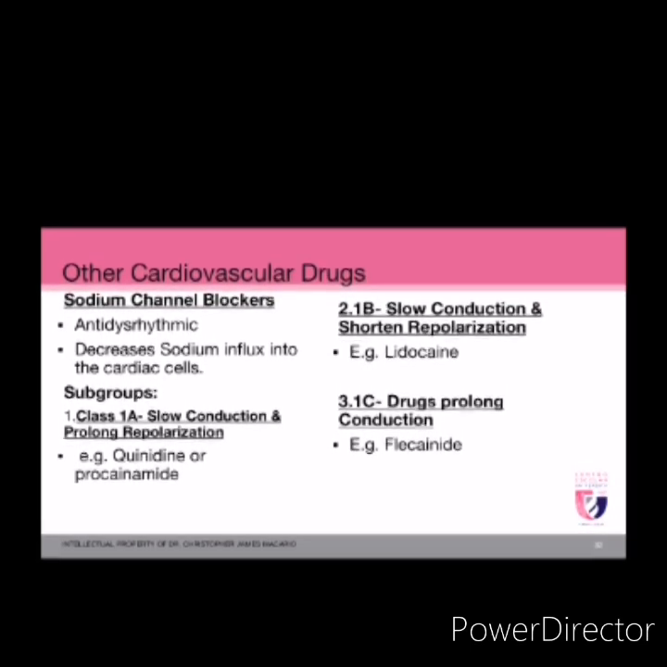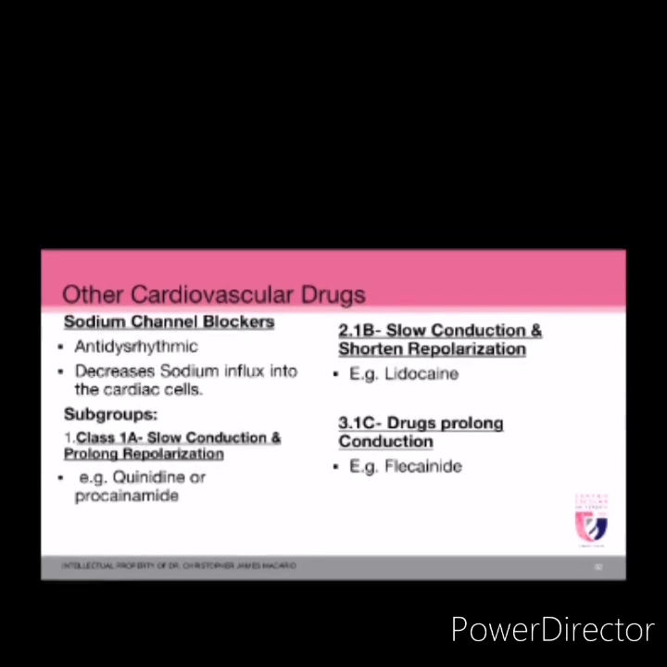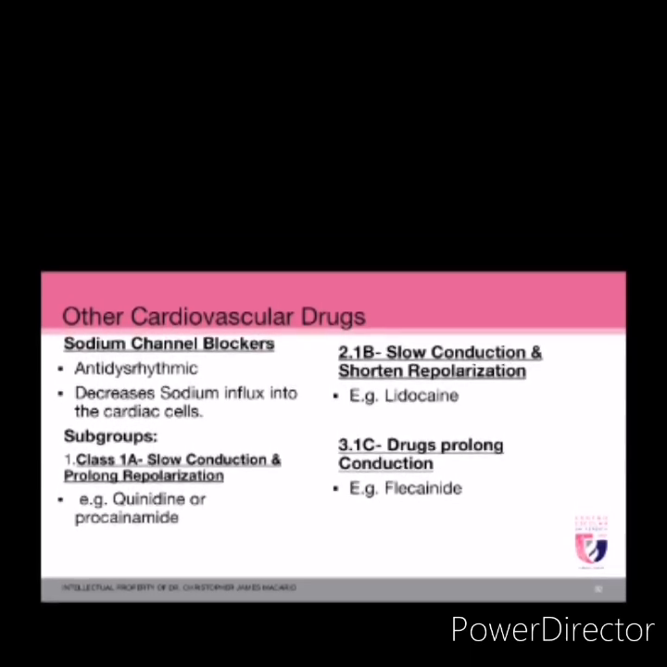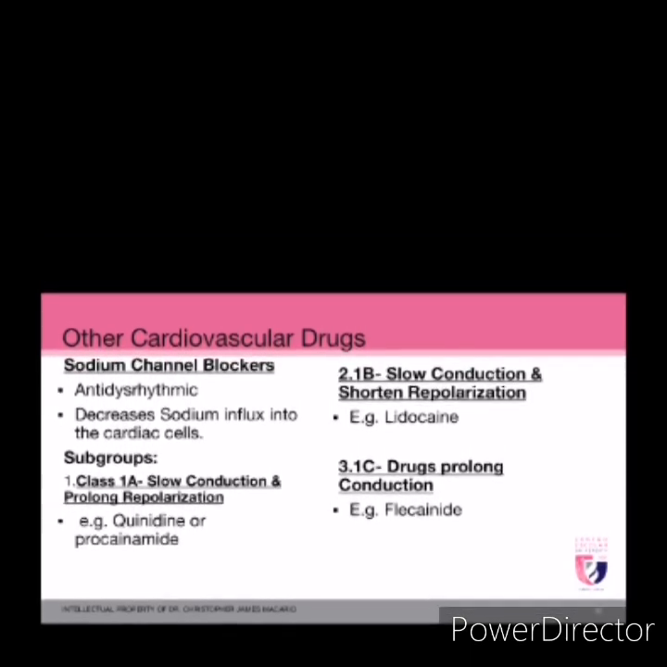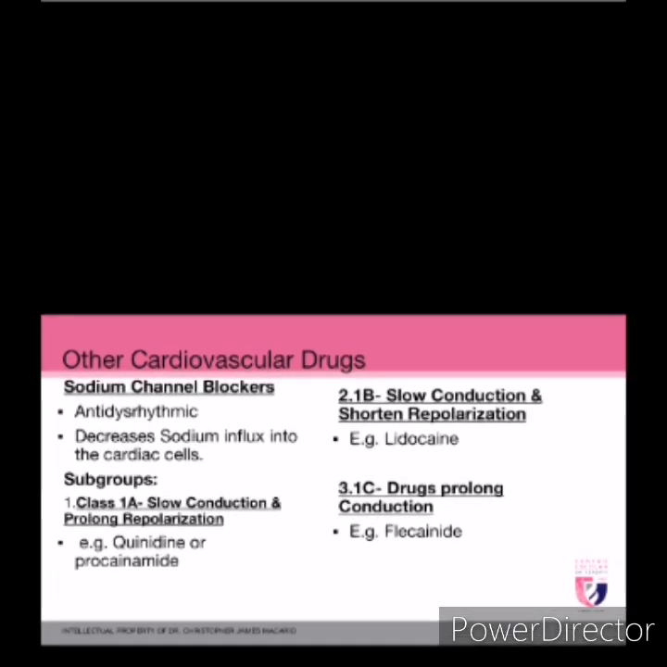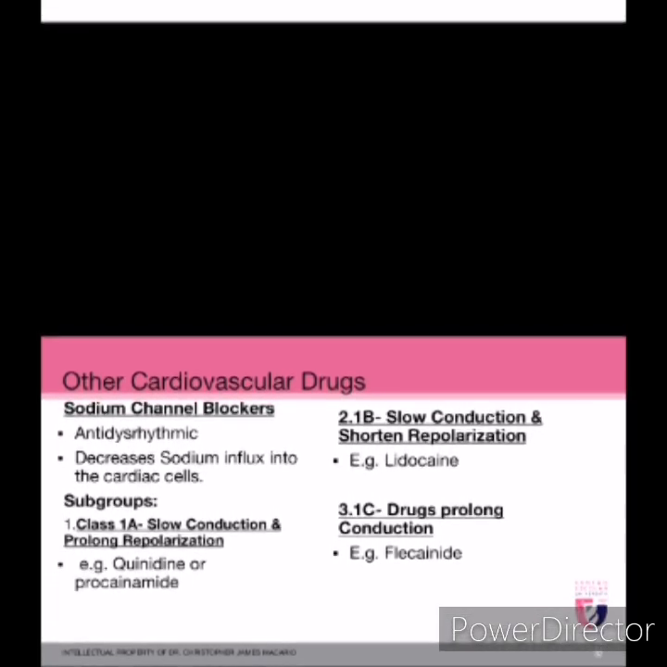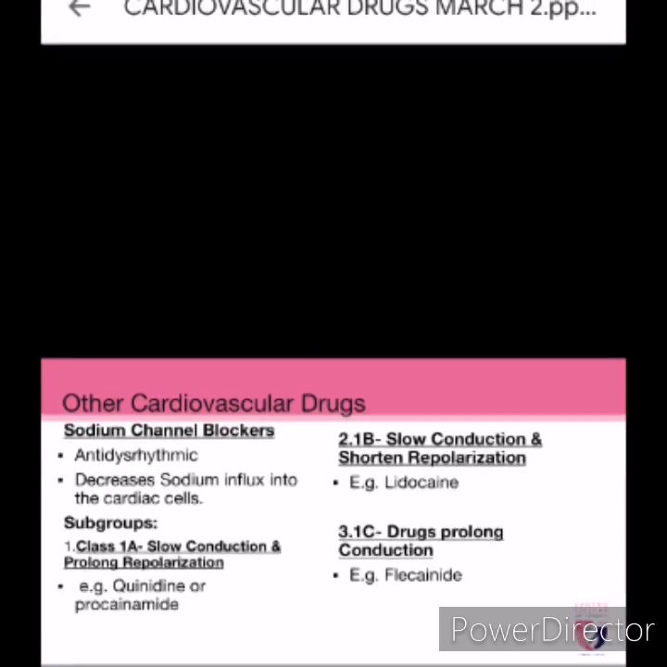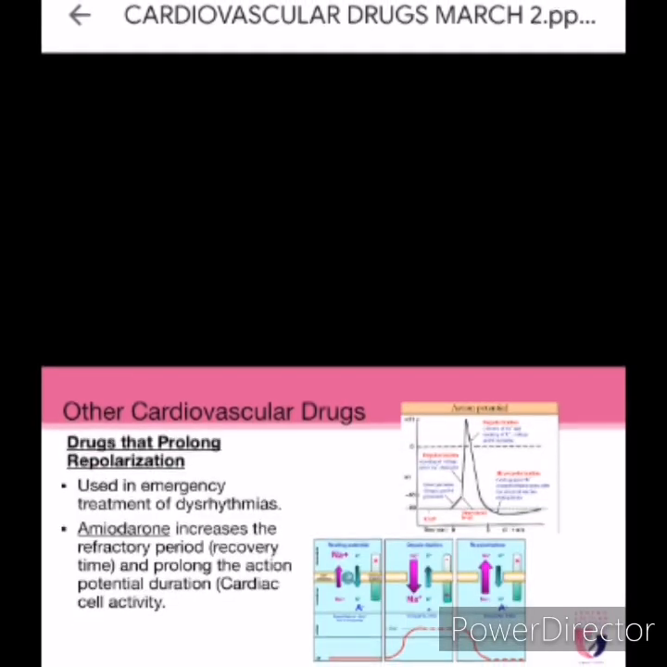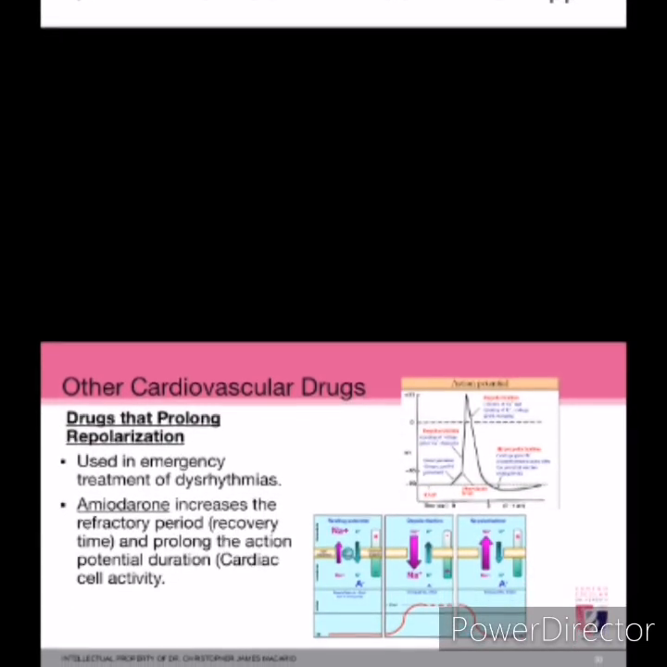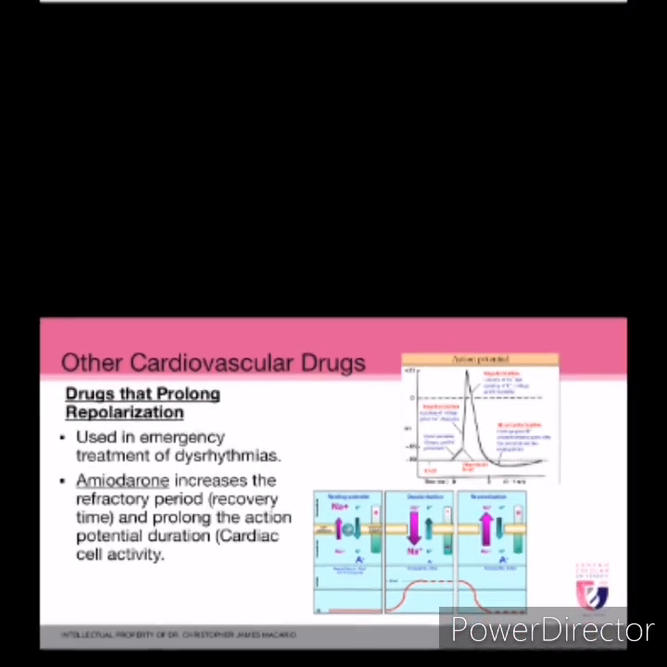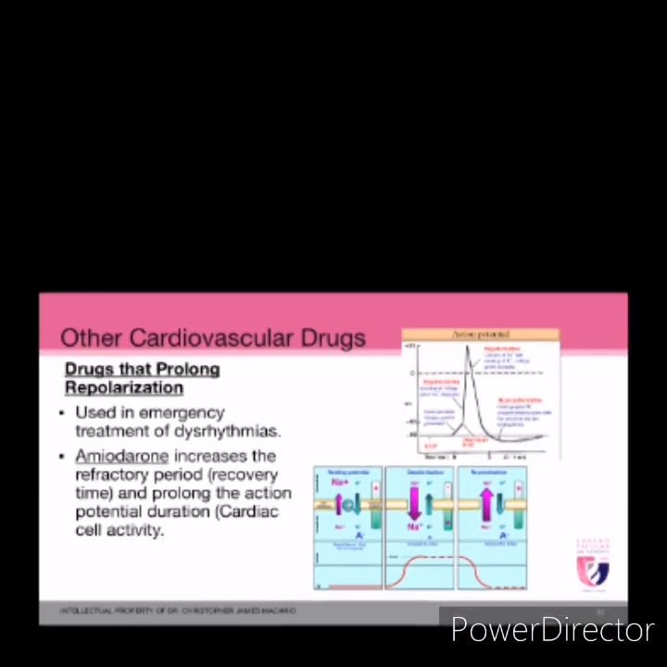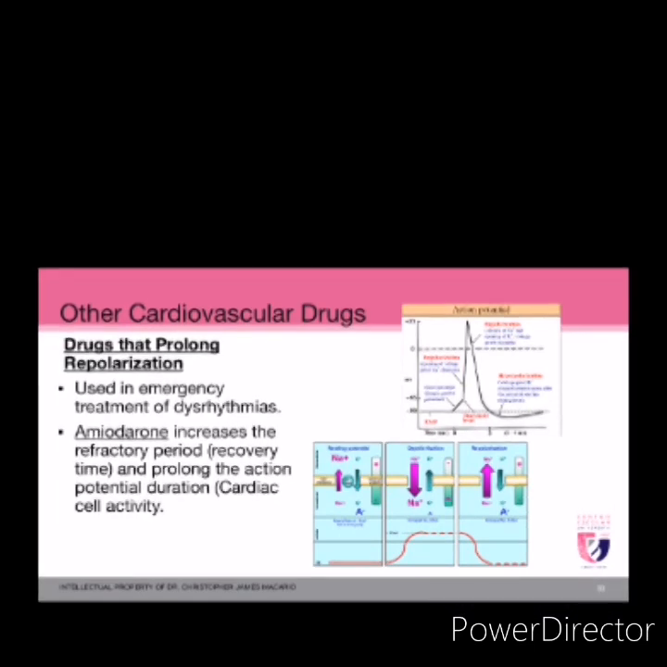Class 1B or slow conduction and shortened repolarization, and an example would be your lidocaine. And last is drugs that prolong conduction. An example would be your flecainide. Drugs that prolong repolarization are used in emergency treatment of dysrhythmias.